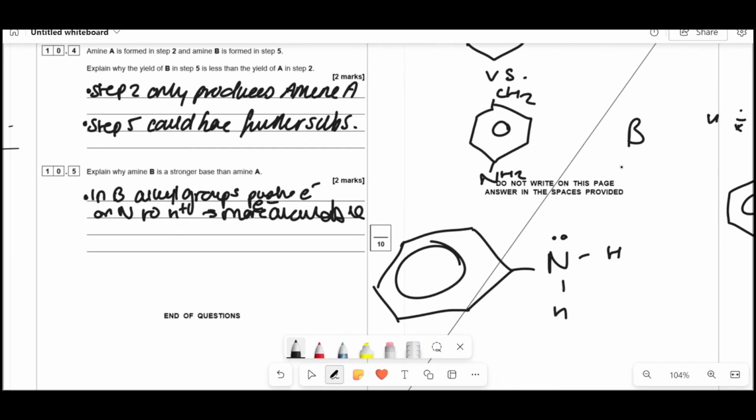So in B, the alkyl groups can push electrons on the nitrogen, the lone pair I should say, to the H+, and these electrons are therefore more available. That's known as the positive inductive effect. You can't just say positive inductive effect and not explain what it means. You don't get any marks, so don't do that.